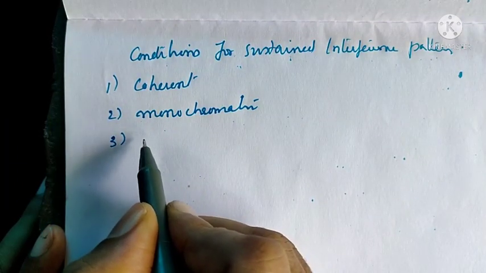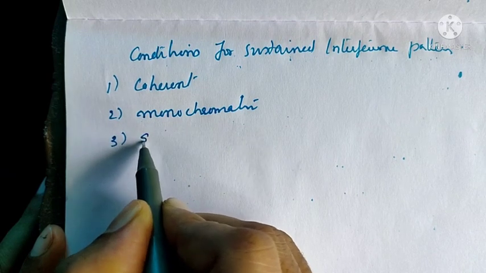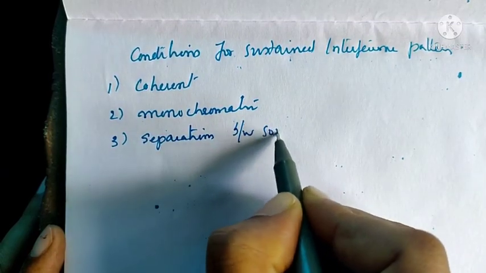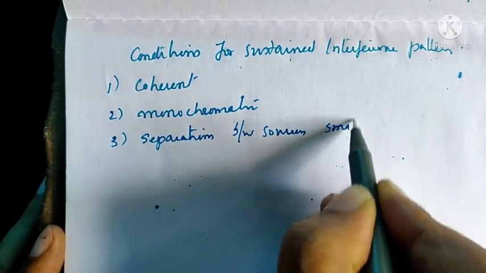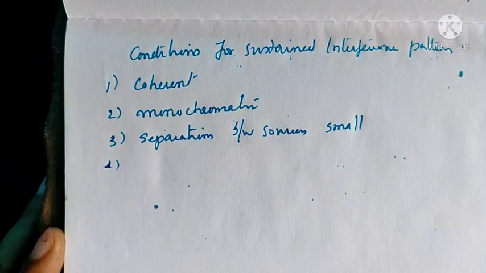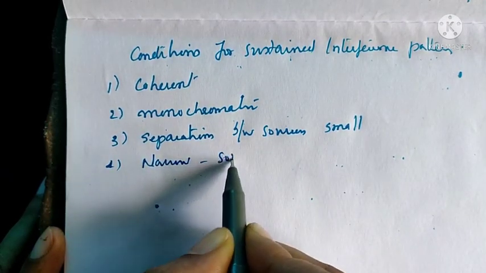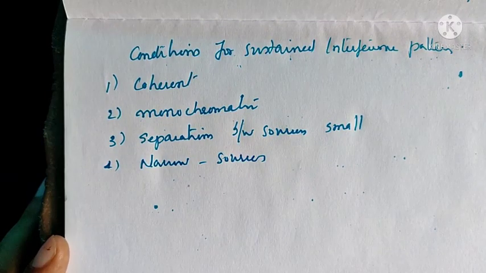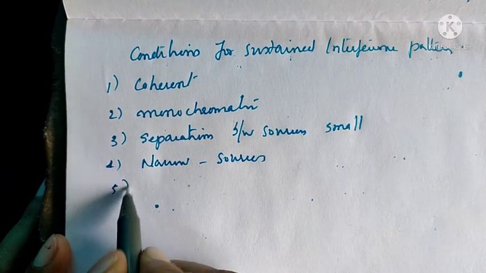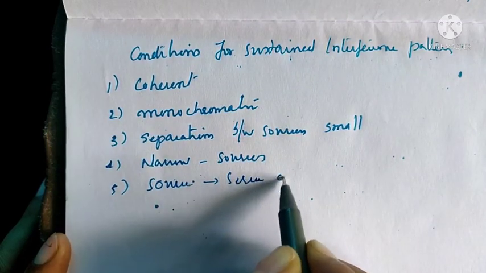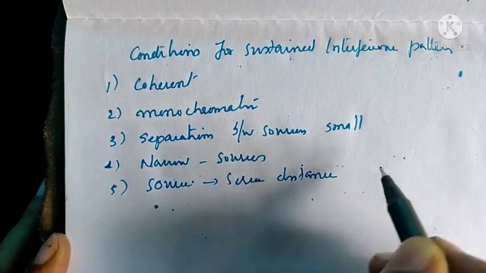We have made the separation between the sources small, and also the sources should be narrow, I'll explain. And the distance of the screen from the coherent sources should be quite large. The source-screen distance should be large.